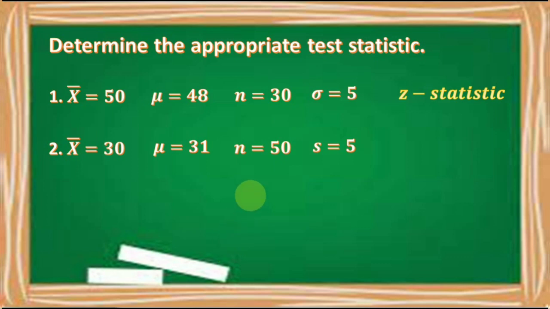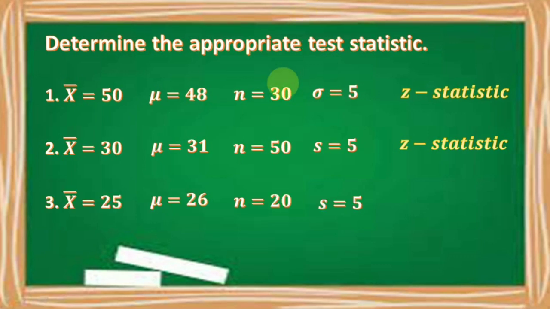Let's have number 2. X bar is equal to 30, mu is equal to 31, n is equal to 50, and s is equal to 5. So what type of test statistic is this? This is a Z statistic. The reason is the sample size is greater than 30, even though the population standard deviation is not given.